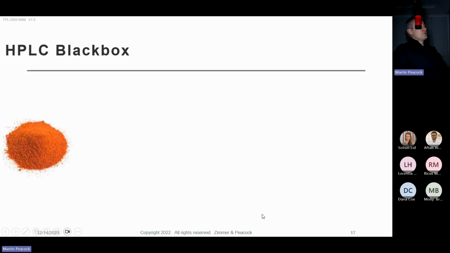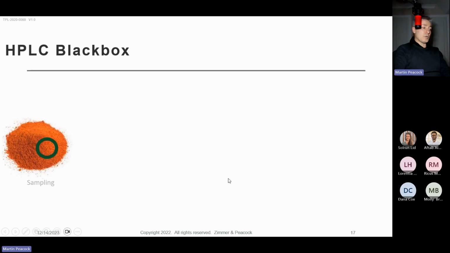The first problem that you have with HPLC is you have a sample of some sort of chili-based product, and from that you'll sample a smaller amount, and that will go off to the lab. So that means you're only sampling from a much bigger sample. So in fact, you're assuming that the sample you just took was representative of the entire sample. That's an assumption.